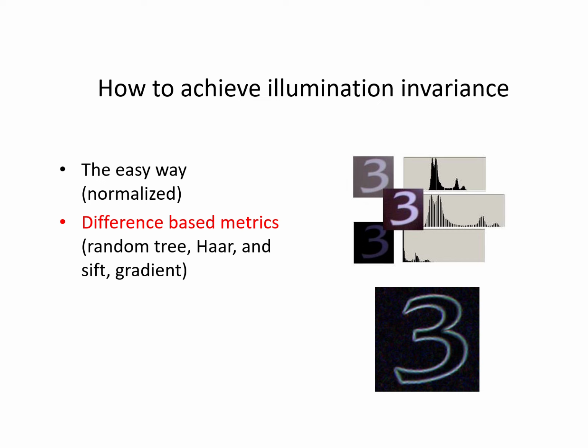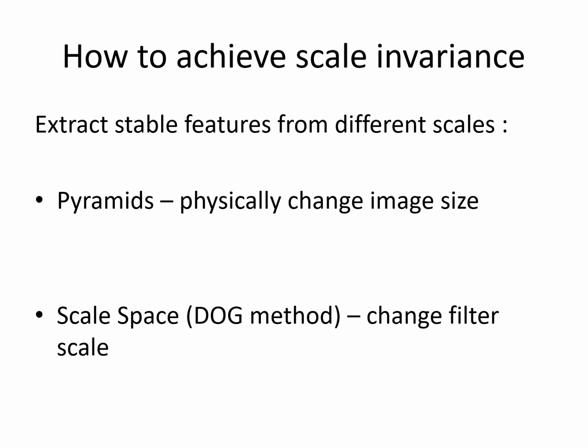How to achieve illumination invariance? The easy way is to get normalized features based on metrics like difference, random tree, HAT, SIFT, gradient. We can easily achieve the illumination invariance. How to achieve scale invariance? Extract stable features from different types of scales.